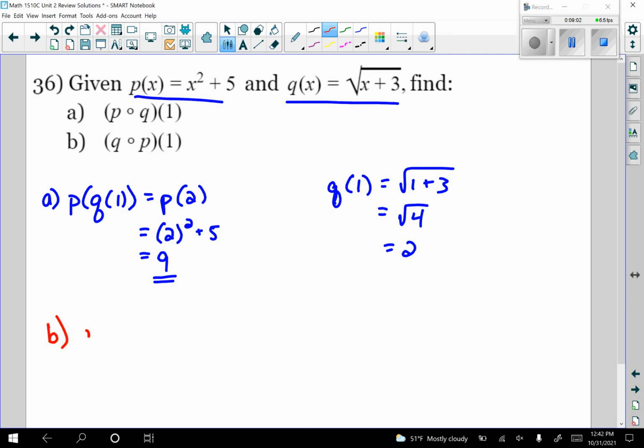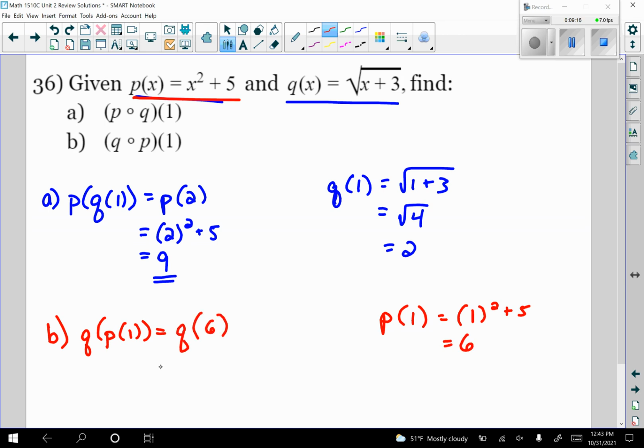For B, I want Q of P of 1. So first I want to calculate what is P of 1. So now I go to P of x. This is 1 squared plus 5, so that's 1 plus 5 is 6. So now I really am calculating Q of 6. Now I go back to Q of x. This becomes the square root of 6 plus 3. That's the positive square root of 9, which is 3.